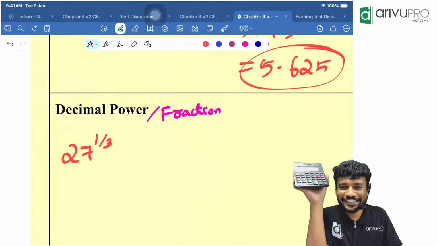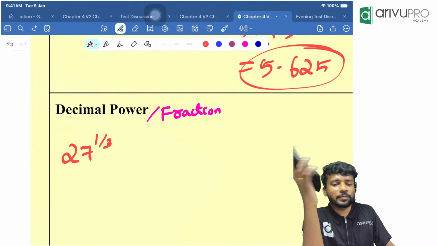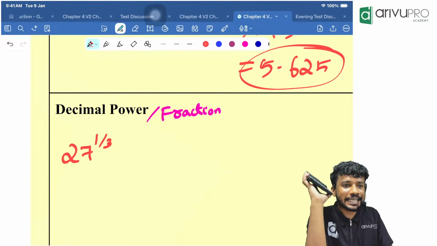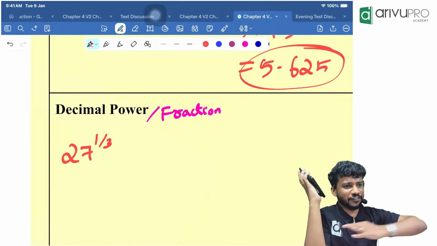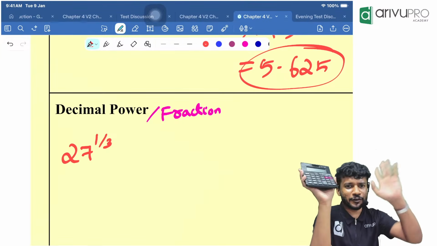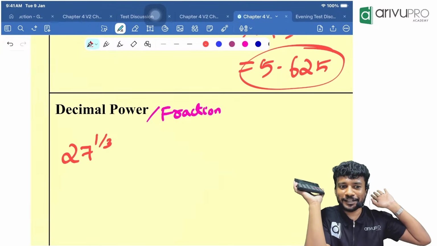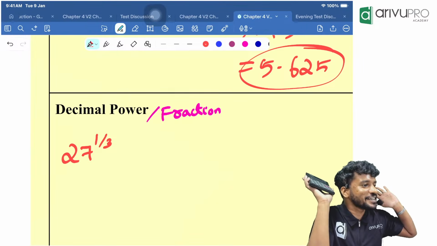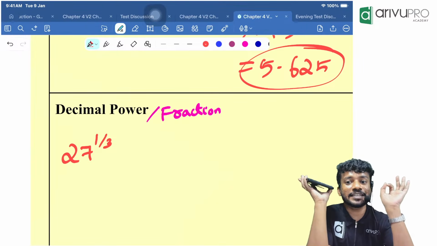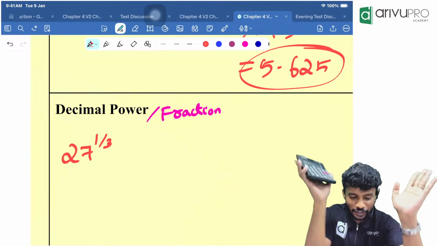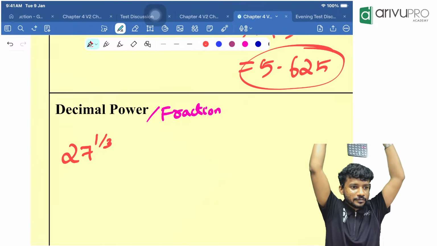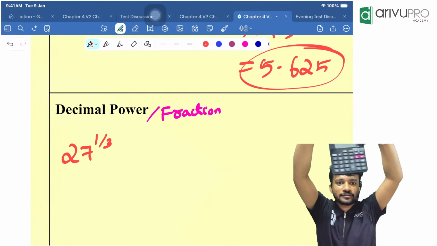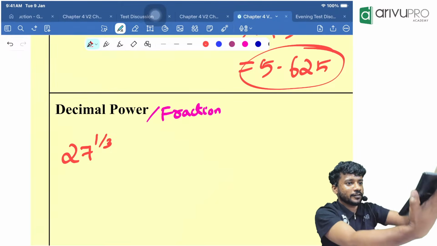Now everyone, can we find this value in the calculator? Everyone knows it's 3. If I prove it is equal to 3 in my method, you will also accept it. Until and unless I prove it, you will not accept it. So I am going to prove it using a systematic approach. Everyone take your calculator.